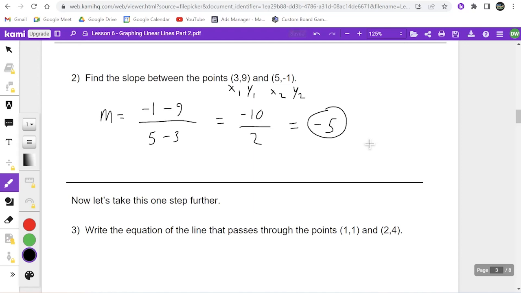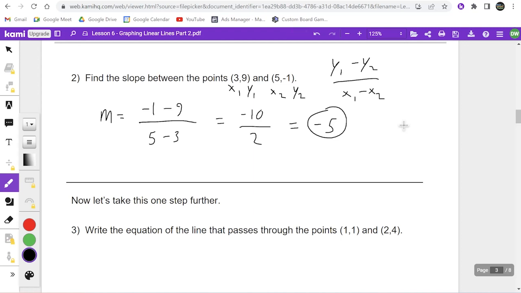How is it negative 10? Because I did 9 minus, and then I put in parentheses a negative 1. Yep. Because a negative and a negative makes a positive. Yes. So it sounds like to me you did y1 minus y2 over x1 minus x2, which should work. You should still get the same final answer. Did you get negative 5?